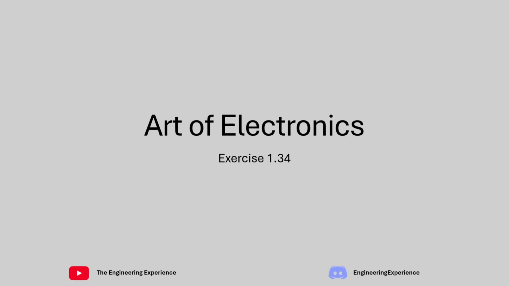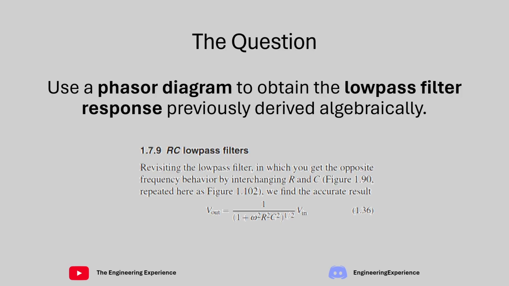In today's video, I'm going through exercise 1.34. In this exercise, we need to use a phasor diagram to obtain the low-pass filter response, which we previously got in the book. The previous derivation that the book is referencing is section 1.7.9 and equation 1.36, which you can see on the screen now.